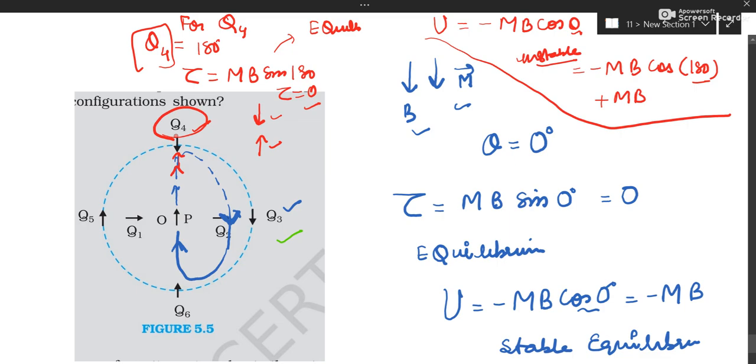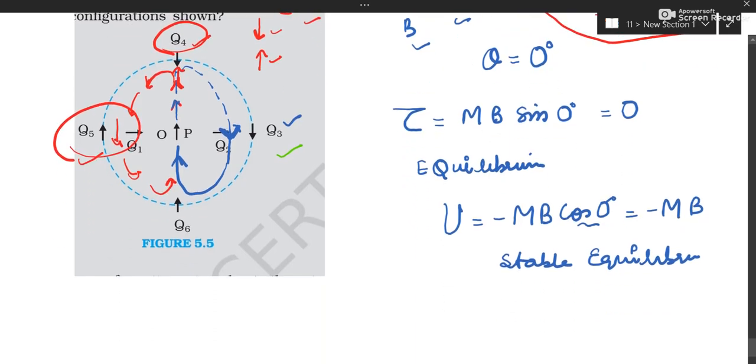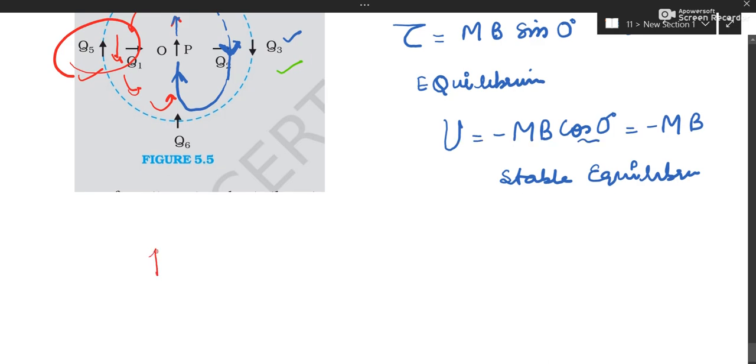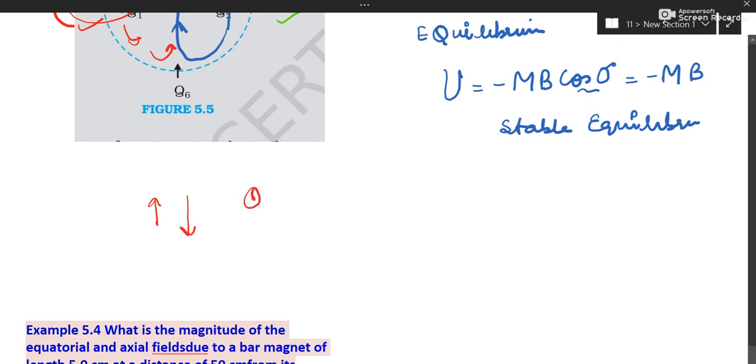Okay, now coming to Q5 and Q6. Let us talk about Q5. So this arrow, which was going like this, will turn this way, this way, this way, and it will come back like this. So for Q5, how is the situation? M is like this and the magnetic field is like this. So you can see the angle is how much? 180. For 180, torque is 0. So yes, equilibrium is there.